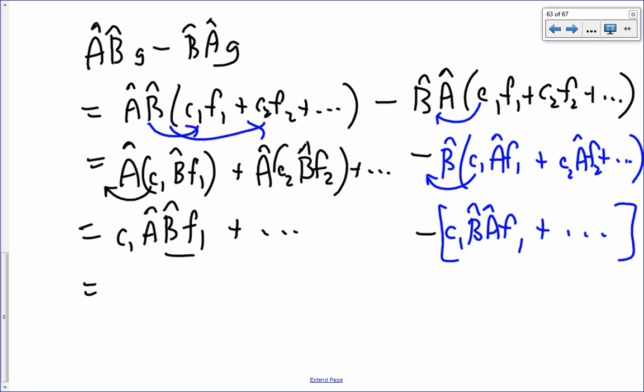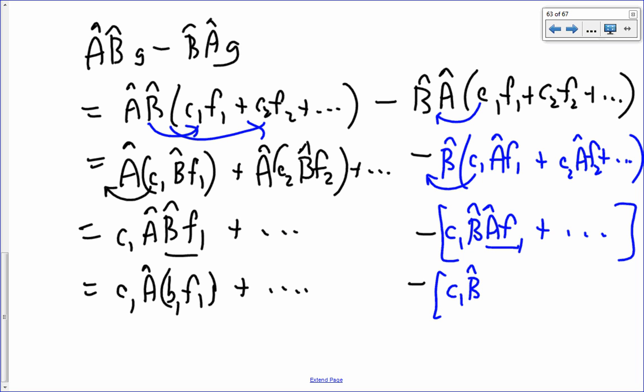But this B hat F1 is B1 F1, right? A hat operating on that, C1, minus, what do I have here? C1 B hat, what's A hat operating on F1? A1 F1, plus and so on.